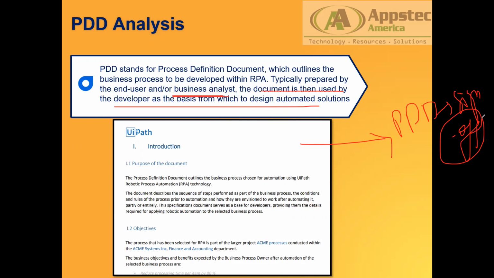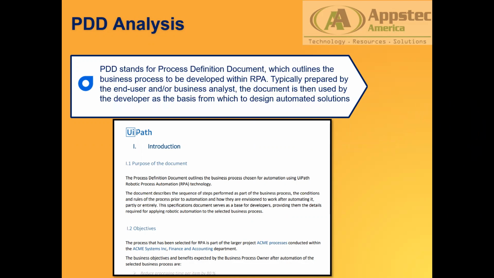All right. So how the PDD starts, we will do a quick deep dive about it. If you see here, I've put a quick snip image. So, what is the purpose of the document? We need to give an introduction. We need to define the objective. So these are the phrases that are required. The purpose of the PDD is to outline the business process chosen for automation using, let's say, UiPath technology or Automation Anywhere, anything. Correct.